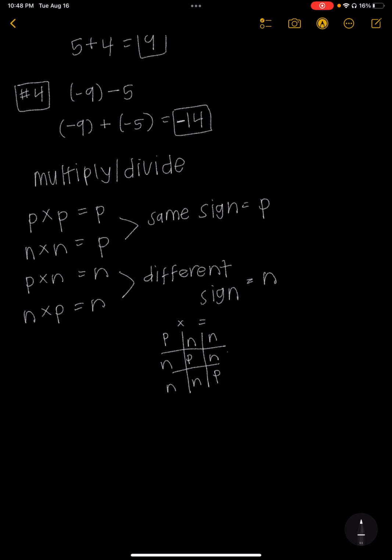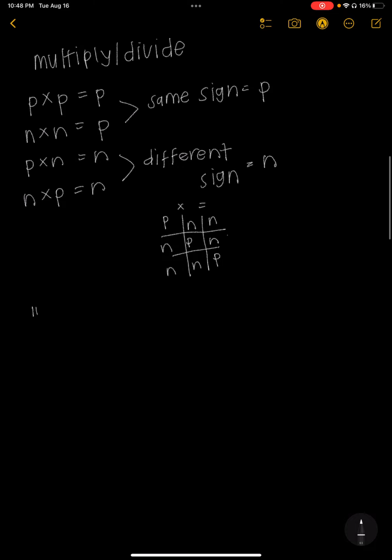Okay, let's go through two more examples. Number 5 is negative 6 times 2. So this is a negative times a positive. Those have different signs, which means my answer automatically has to be negative. The way that I'm going to do this, though, is to just do 6 times 2. 6 times 2 I know is 12, but because it has different signs, it has to be a negative. So my answer is negative 12.